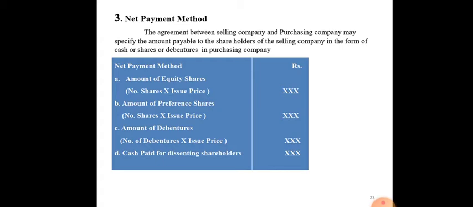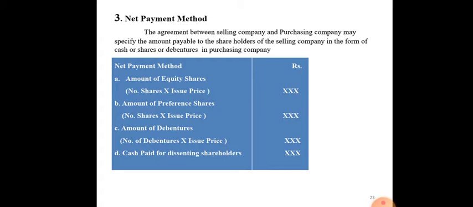Whatever the agreed purchase consideration is, it is payable by the transferee company to the transferor company in the form of cash, shares or debentures. But in this net payment method, it does not include the amount paid to the debenture holders and other liabilities directly paid by the transferee company. So this is about the net payment method.